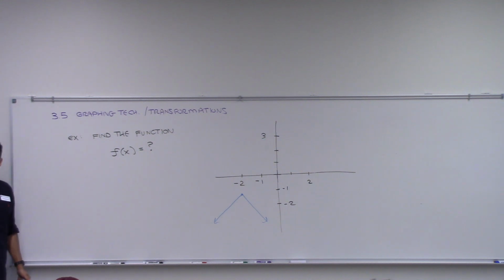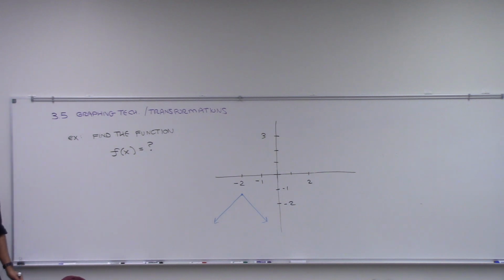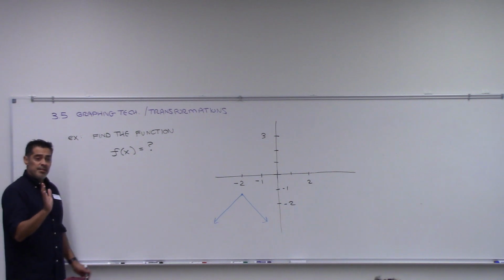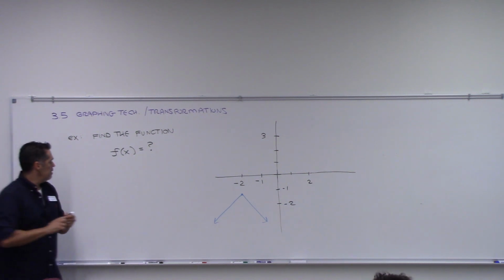Do you want to try? I want to give it a try. Okay. Well, tell me first, do you know what the function is? I think it's an absolute value. Everyone agree? This is an absolute value function. I agree because it's a V, right? A sharp corner. Okay, good.